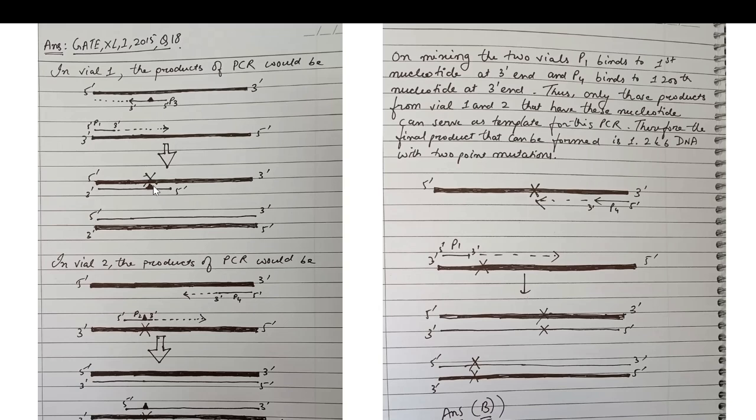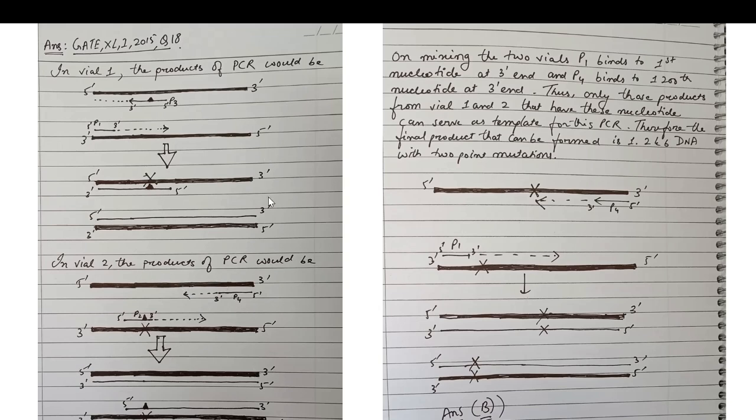In vial 2, again we use P2 and P4 as our primers. So what will happen again? For P2 there is a single base pair mismatch. So there will again be a single base pair mismatch in one of the products, and the other product is the parental DNA or the template DNA itself.